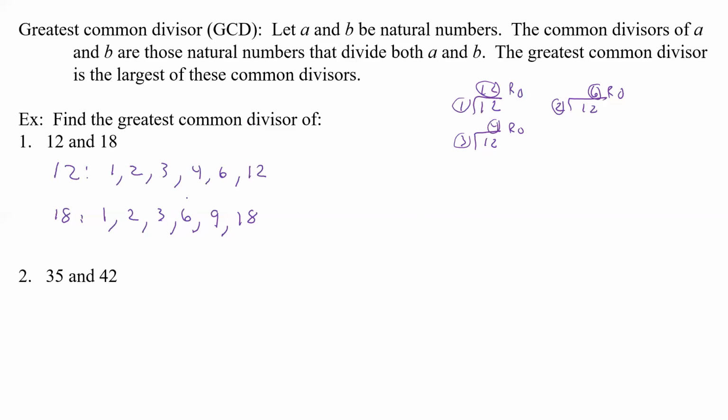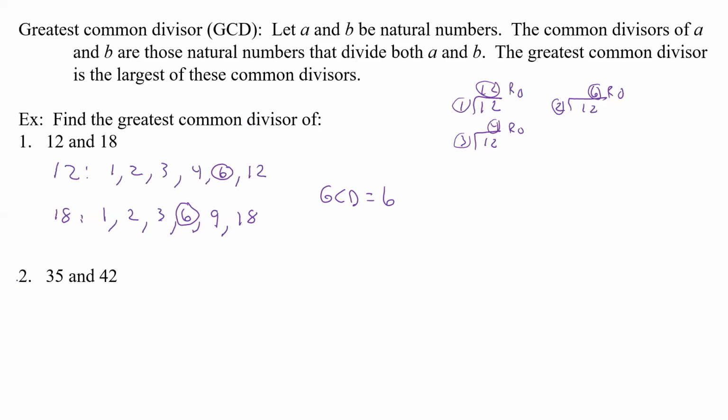Okay, so now the greatest common divisor. What's the biggest number in common between them? Well, not 18, not 9, but 6 is our greatest common divisor. So the GCD is going to be 6.